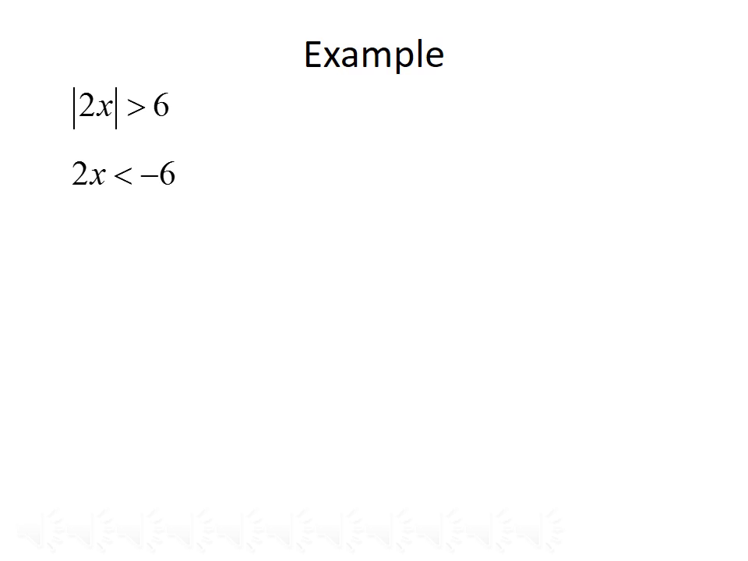2x is less than negative 6. Again, with the negative value, we switch the direction of the inequality, or 2x is greater than positive 6. To solve 2x is less than negative 6, we'll divide both sides by 2, which gives us x is less than negative 3. And to solve 2x is greater than 6, we'll divide both sides by 2, giving us x is greater than 3. Now again, we want to write this in interval notation.